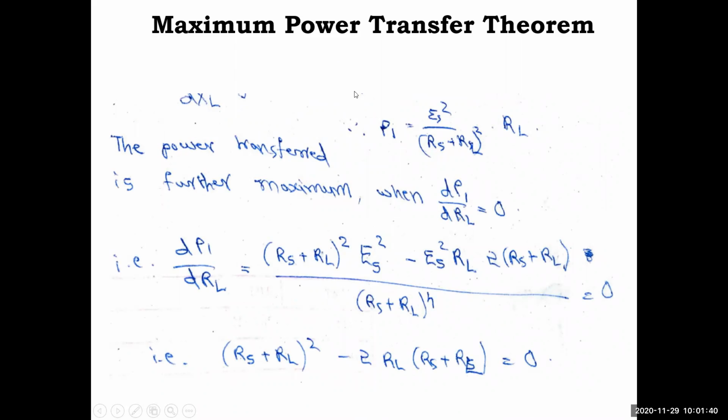Substituting XL equal to minus XS in the second equation, I got ES square RL by (RS plus RL) square. Now I will derive that the power transferred is maximum when dPL by dRL is equal to 0. So it is like a box, impedances, a reactance box and a resistance box. You keep tuning, right, until the power comes maximum.